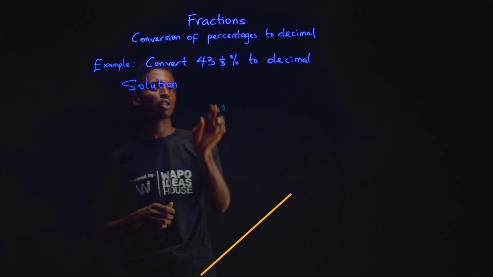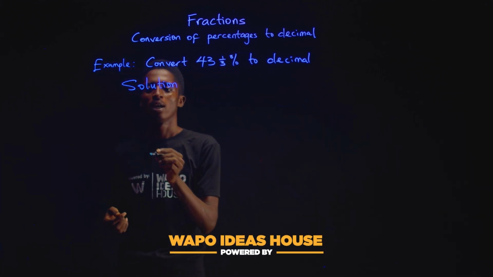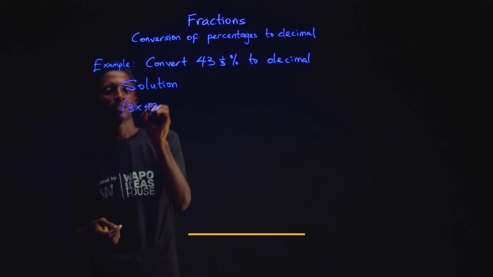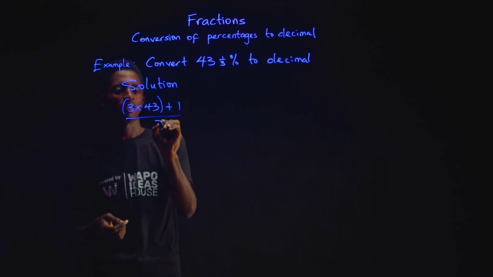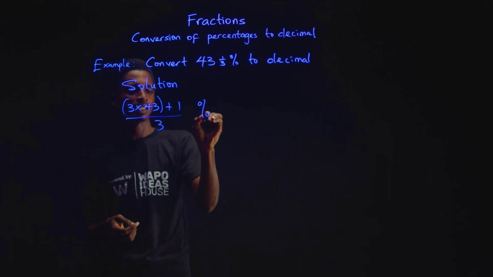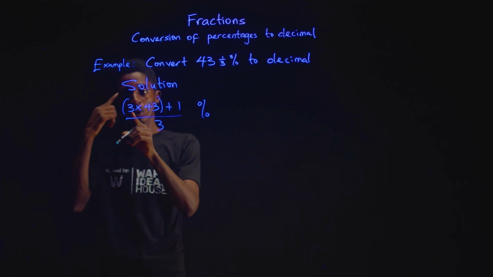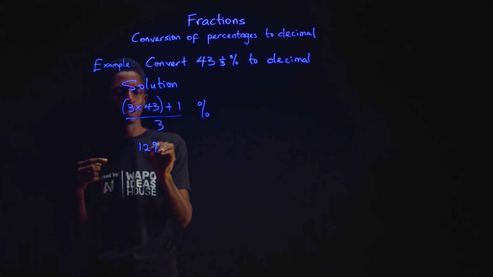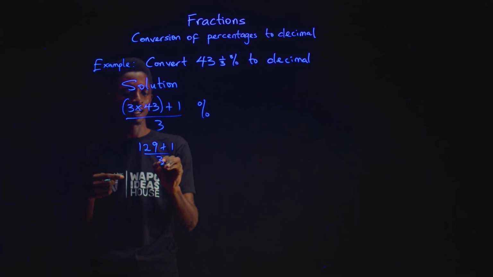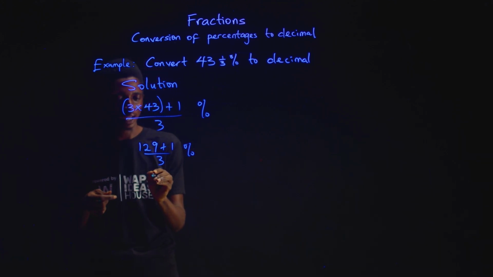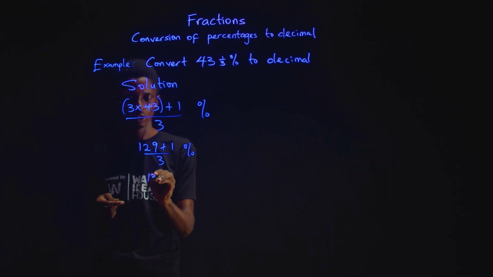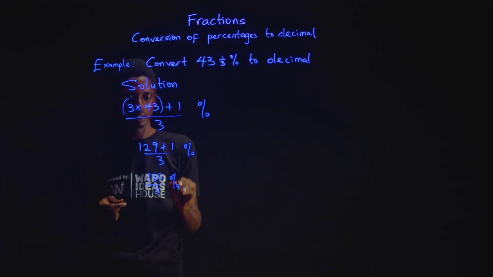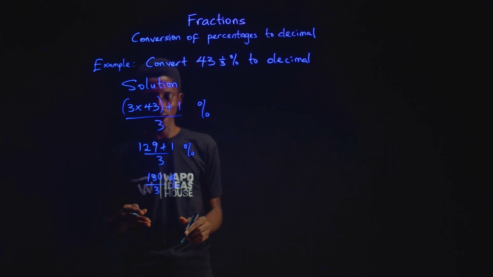The first thing you want to do is to bring this into improper fraction. And to do that, you say 3 multiplied by 43 plus 1 over 3. Remember, this is still in percent. And now, when you do this, 3 times 3, that's 9. 3 times 4, that's 12. That's 129 plus 1 over 3%. And this would give us 130 over 3%.